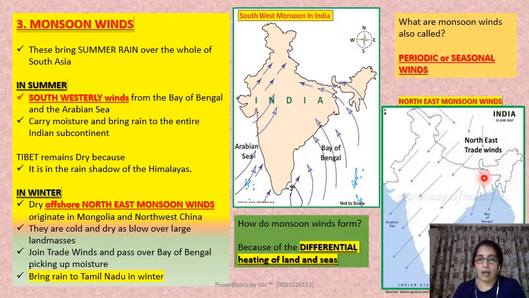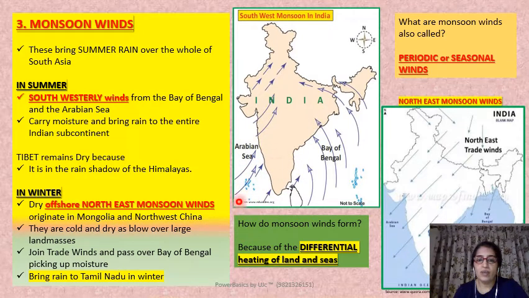Okay, now let us look at the point about monsoon winds. That's important to understand. The monsoon winds bring summer rain over the whole of South Asia. There are two types of monsoon winds. In summer, the southwest monsoons. This is the southwest monsoon coming to India from the southwest.